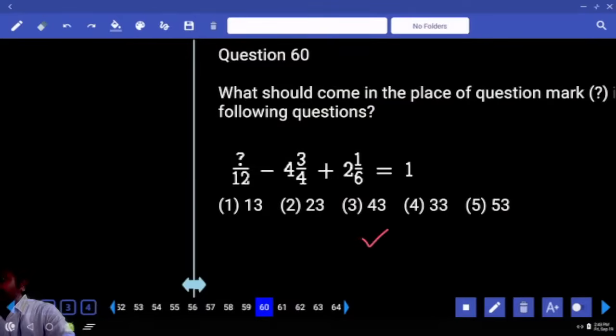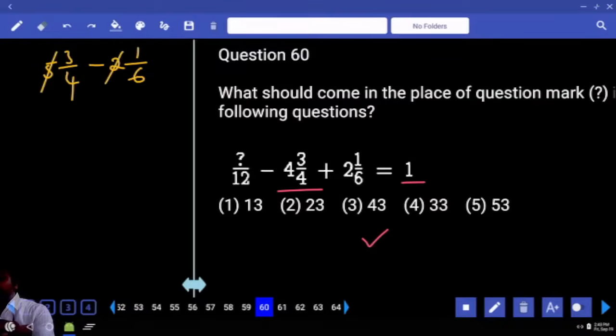X is in left hand side. Keep it as it is. Take the other two numbers to right hand side. 2 3 by 4 goes to the other side. Plus 1 plus 4 3 by 4. 5 3 by 4. Come on. 2 1 by 6 goes to the other side. Minus 2 1 by 6. 5 minus 2.